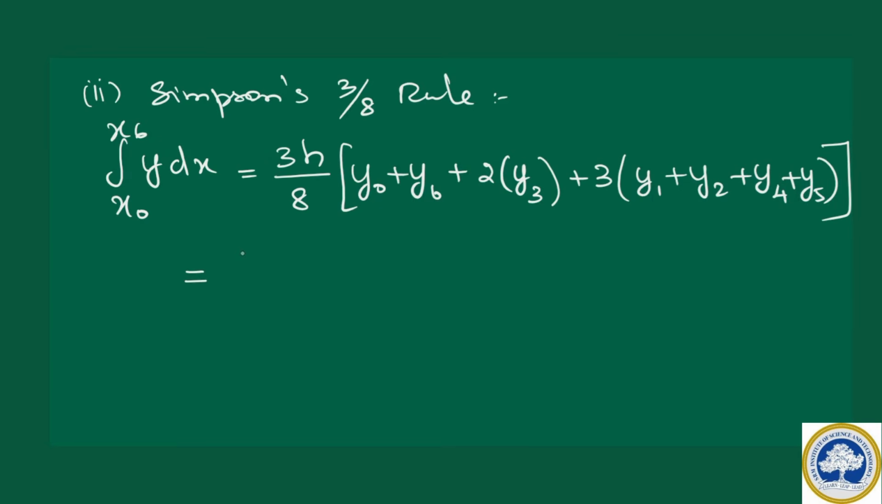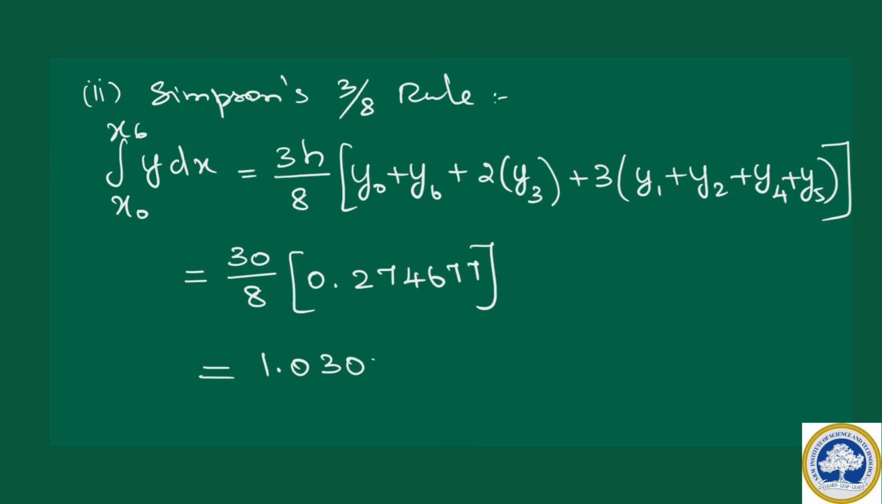Now we can substitute into the formula, and here h takes the value 10. So it will be 30/8 into, after substituting all the values from y0 to y6 and after simplification, 0.274677. Then the final answer will be 1.03004. So this is the answer for Simpson's 3/8 rule.